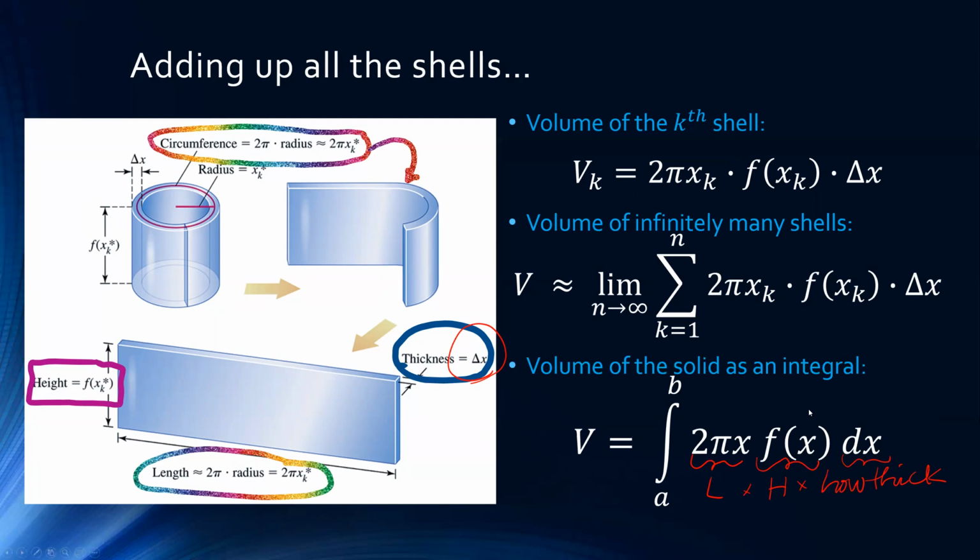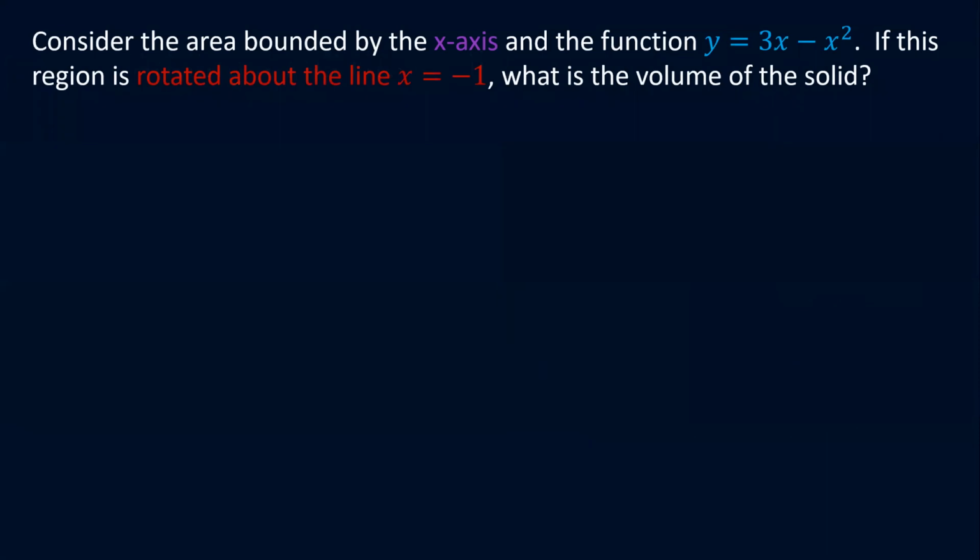Okay, let's take a look at one particular example. Suppose you are considering the area bounded by the x-axis and the equation y equals 3x minus x squared, and it is being rotated about the vertical line x equals -1. Okay, so let's put a graph up.